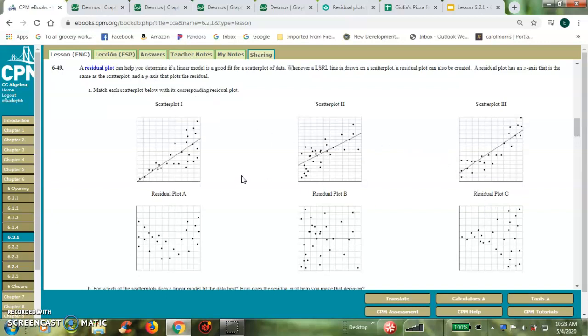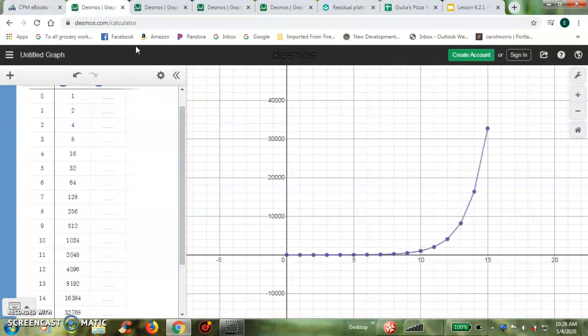All right, so what we're going to do is try to match each scatter plot with its residual plot. Now, if you'd like, you could stop this and try it on your own, but you don't have to. I'm going to give you a little bit more information before we do this. I think it helps if we can actually show pretty drastic residual plots.